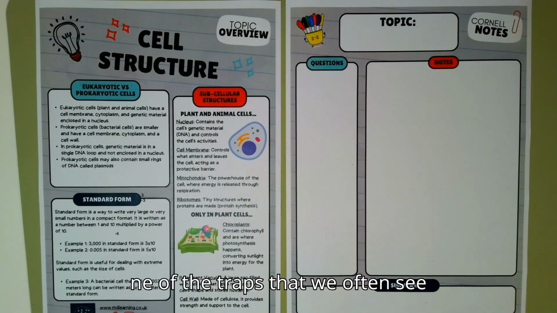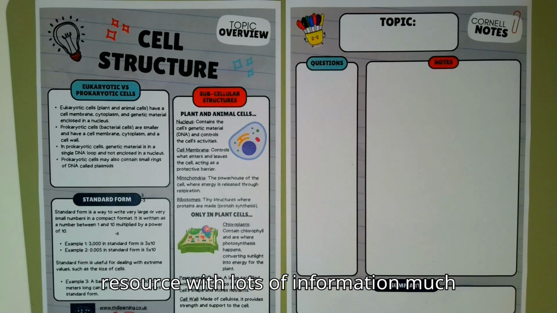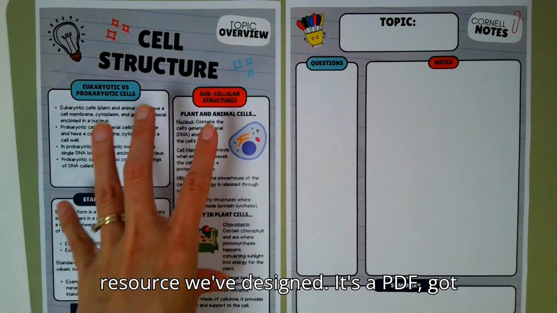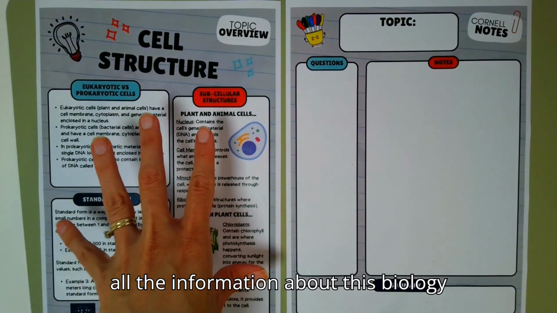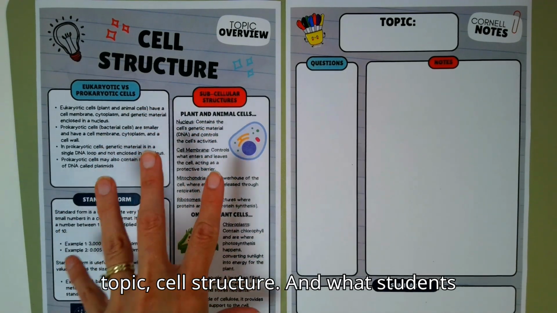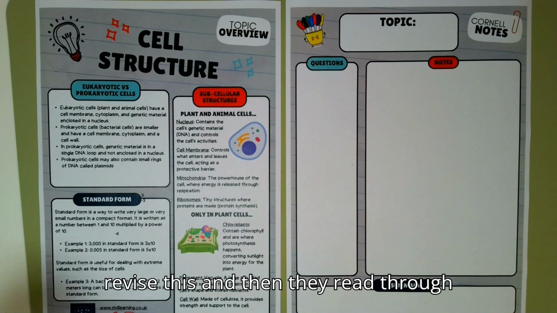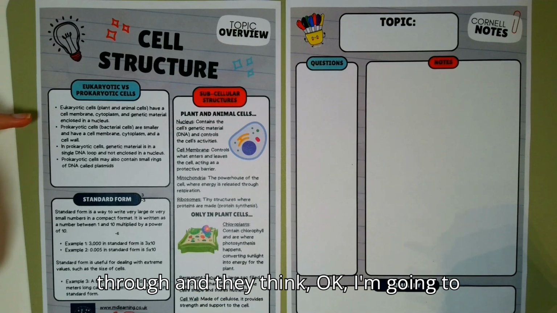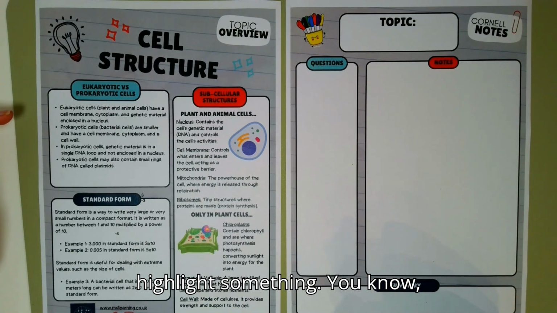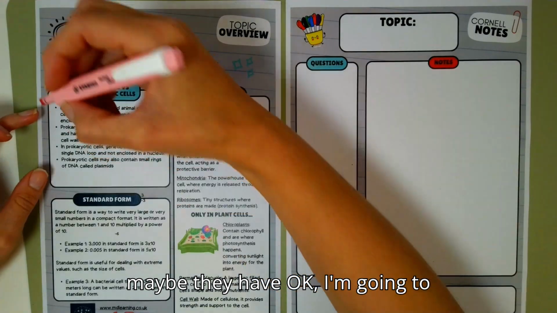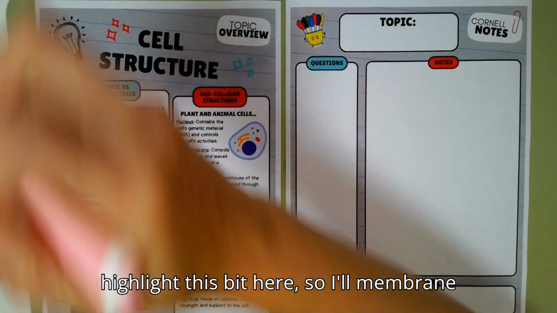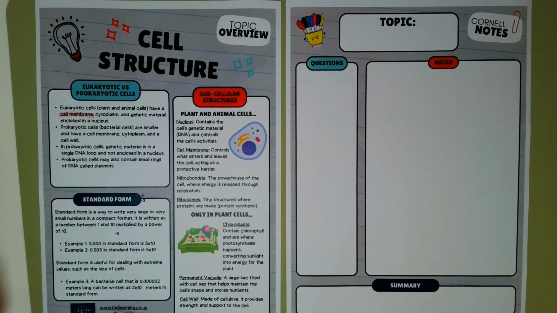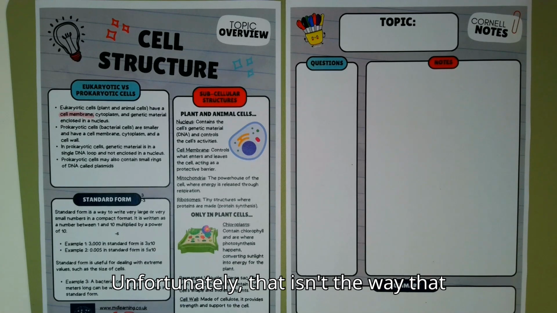One of the traps that we often see students fall into is they get a lovely resource with lots of information, much like this here. This is a resource we've designed. It's a PDF. It's got all the information about this biology topic, cell structure. And what students often do is think, brilliant, I'm going to revise this, and then they read through it. If we're lucky, perhaps they go through and they think, okay, I'm going to highlight something. Maybe they highlight this bit here, cell membrane, and they read through and they highlight a few things and they think, brilliant, I've done lots of revision. Unfortunately, that isn't the way that revision is done.